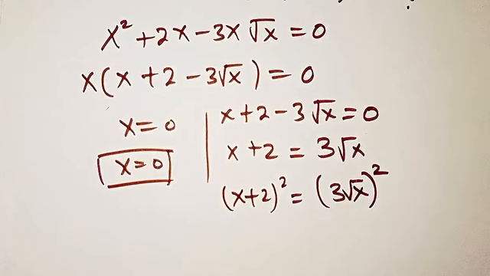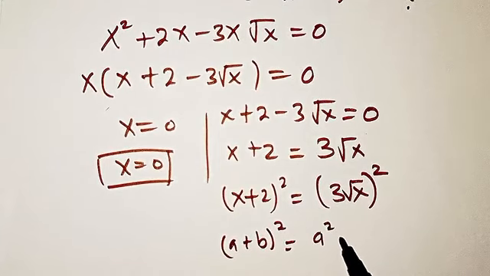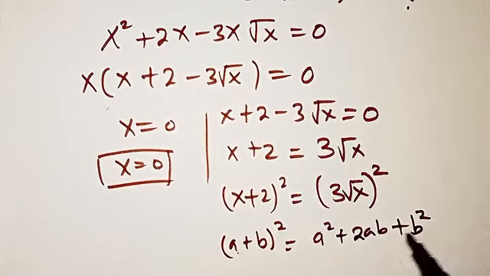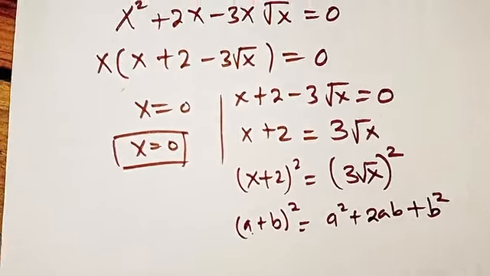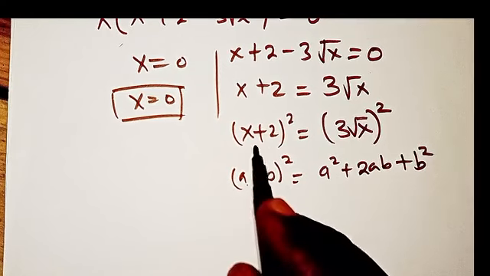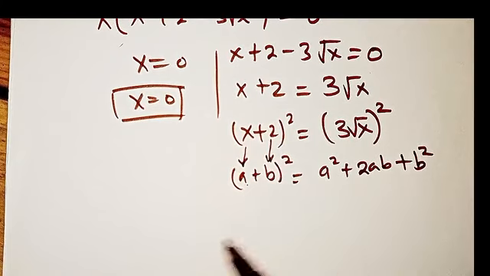Are you following? So now from there, we're going to see that when you have a perfect square, that is when you have a plus b all squared, you know that we are going to have a squared plus twice the product of a and b, 2ab, then plus b squared. So we are going to use the idea here. Okay, so using the idea, we go further by saying this is my a now and this is my b now. So I'm going to put them here.